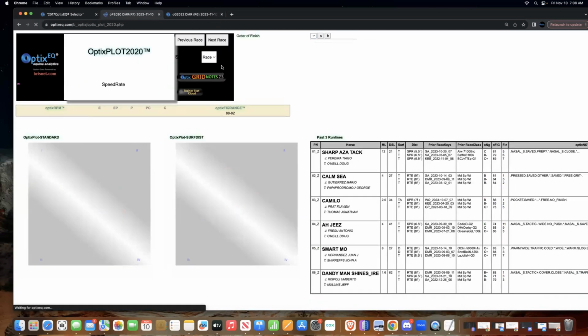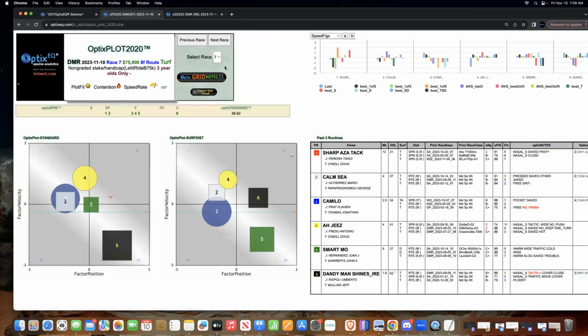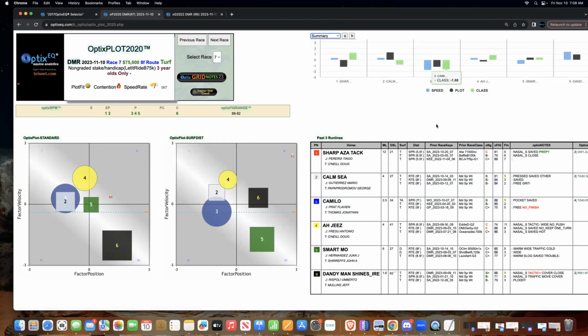So, okay, go to race 7. To me, the morning line favorite, well, the second choice looks vulnerable. It just doesn't fit. If you go to the summary bar, this horse doesn't fit on any of the categories. So I'm not using that one.